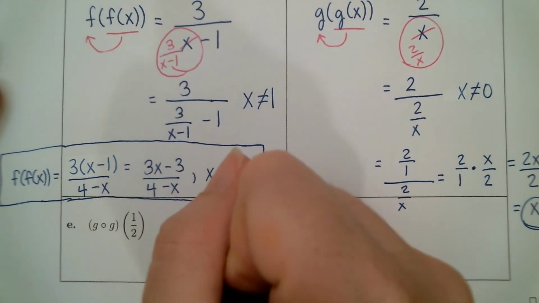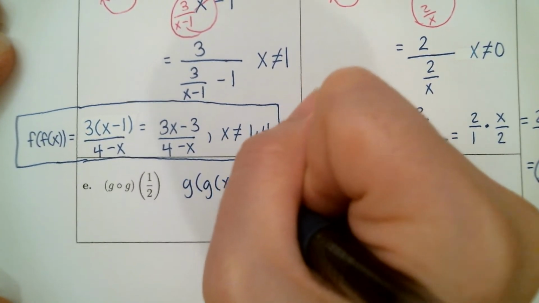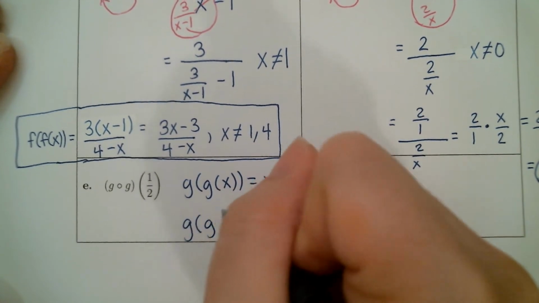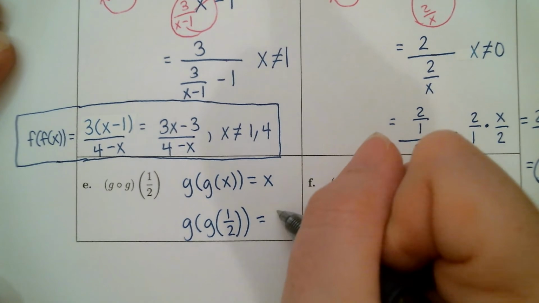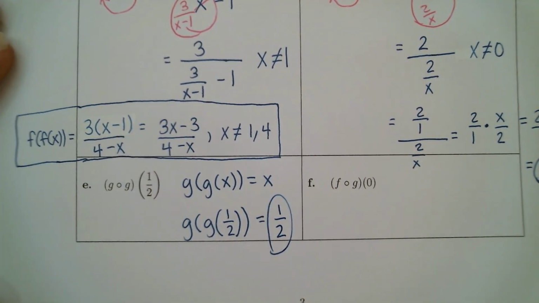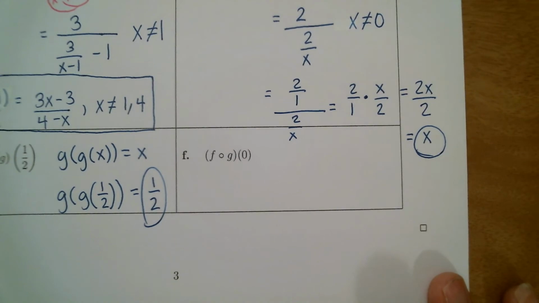So again, we know G of G of x is x. So that means G of G of 1/2, go to this function, plug in 1/2 for x. So you're going to get 1/2. All right, and then lastly, f of G of 0.